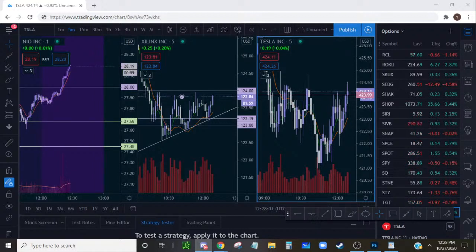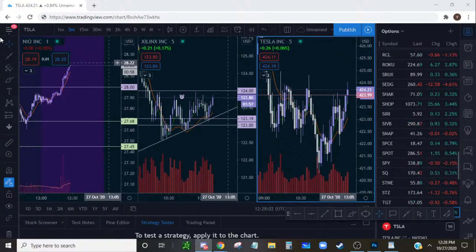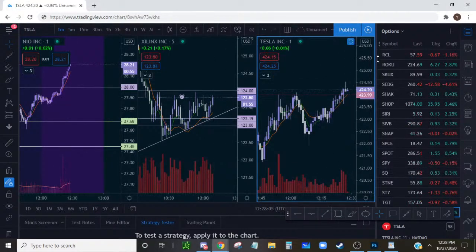Let's give it 2 more minutes. Let's see if I can scalp the bottom of this candle though. Nah, that's as good as it's gonna get. Looking at a 430 call at 450 on Tesla.